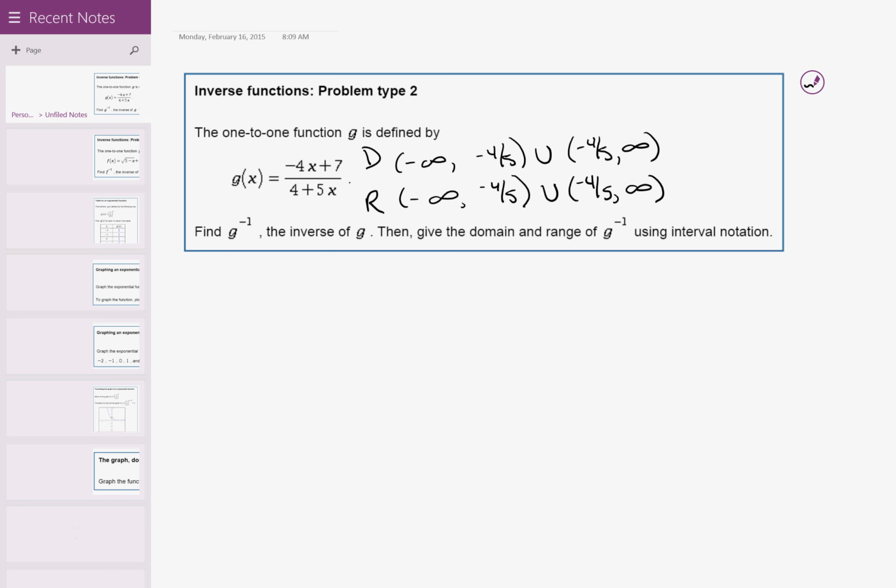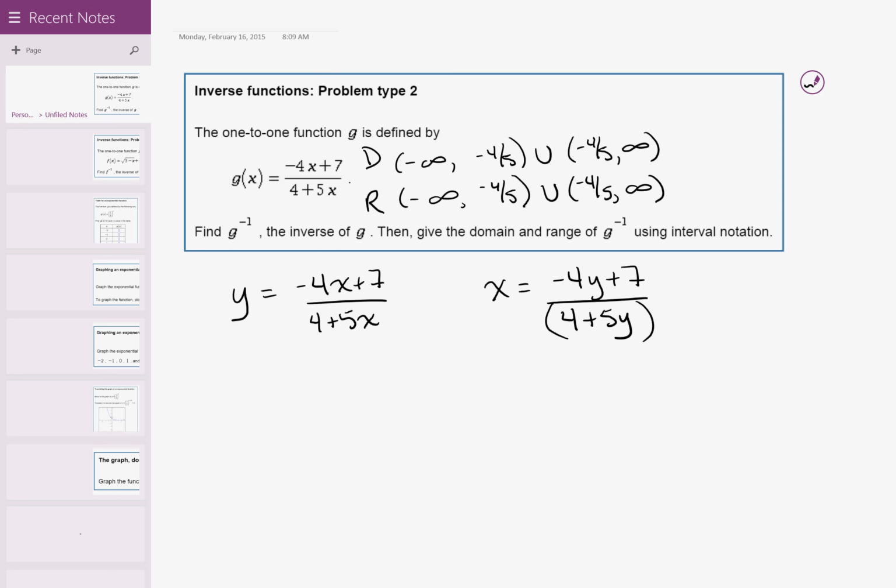I want to use my algorithm to find g inverse here. So first I replace g with y. Right? And then I'm going to interchange x and y. Now I'm going to solve for y, and this is where it gets tricky. I'm going to multiply both sides of the equation by the denominator.